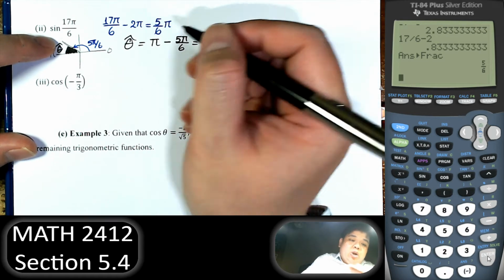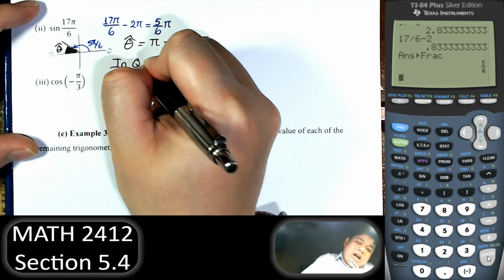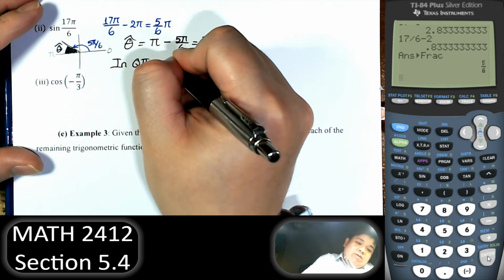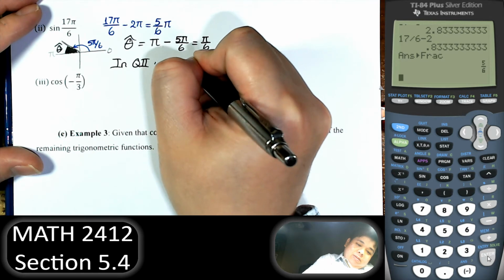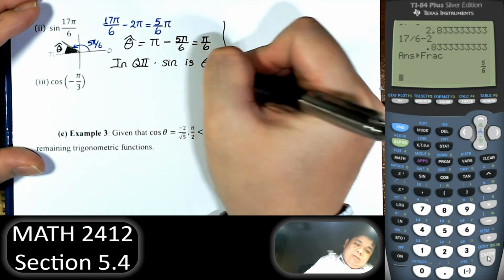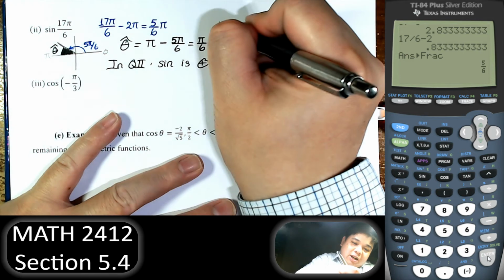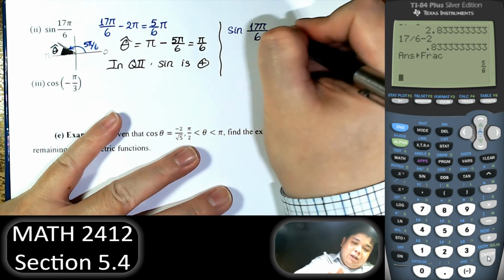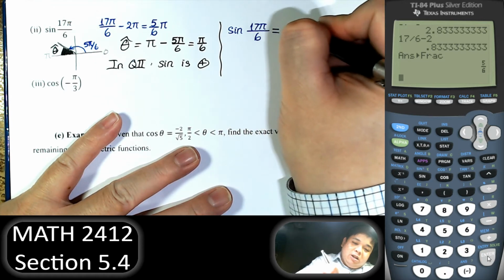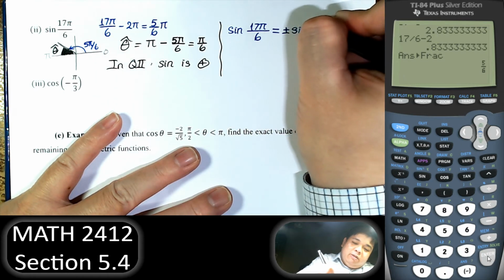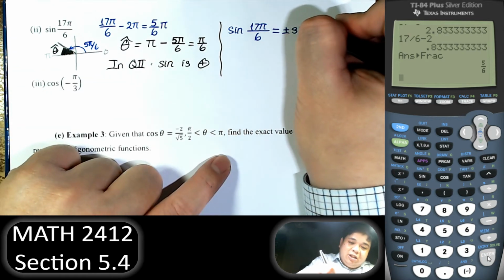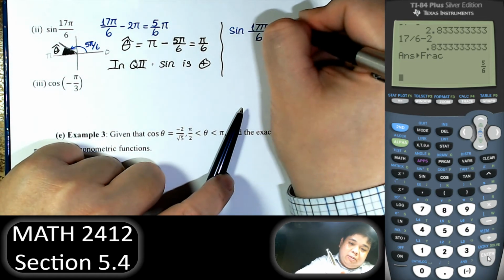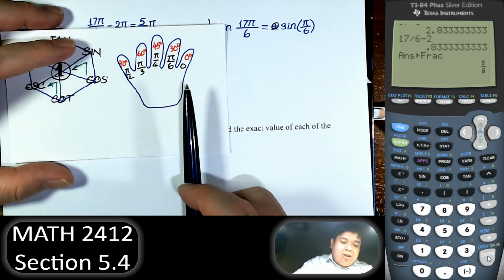And then this is in quadrant 2, right? So in quadrant 2, is sine positive or negative? All Students Take Calculus, second quadrant sine is positive. So it is positive, so we can say sine of 17 pi over 6 is plus or minus sine of pi over 6. And we show that it is positive.